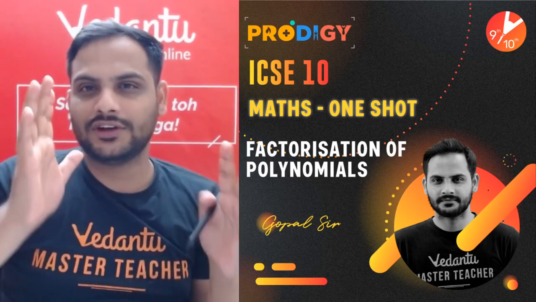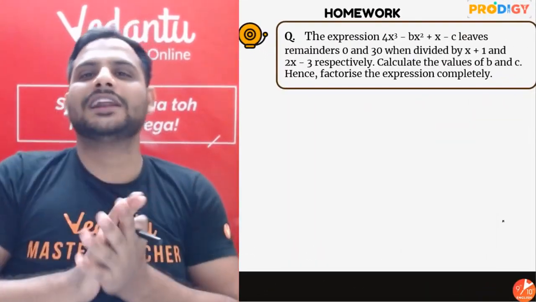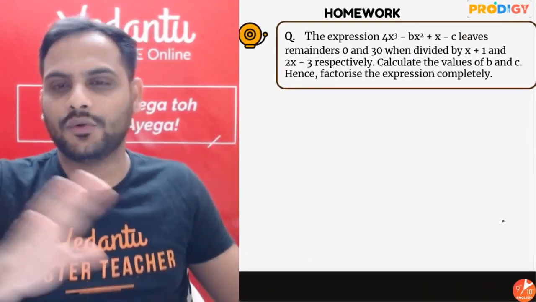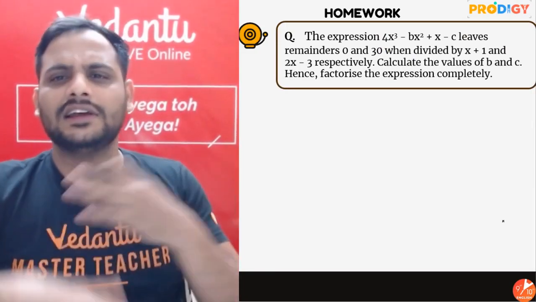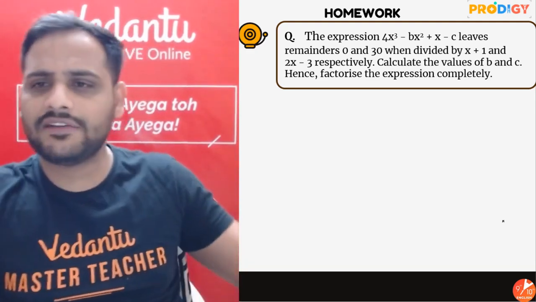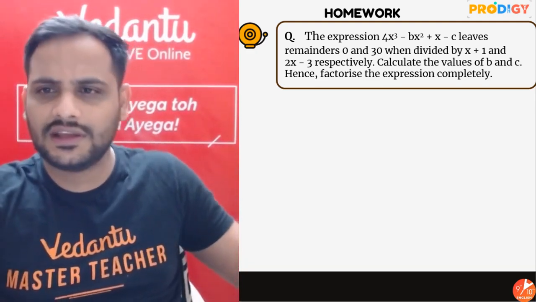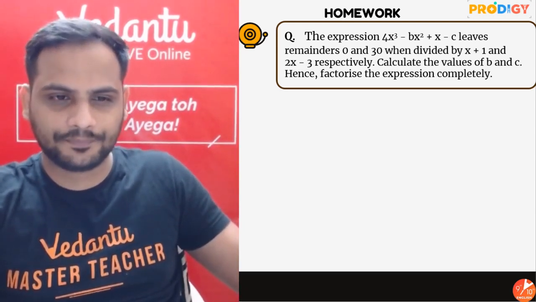Alright beta, so let us start the class, but let's first start with the homework question. If you all remember, I gave you this as your homework question. 4x cube minus bx square plus x minus c leaves remainder 0 and 30 when divided by x plus 1 and 2x minus 3. Calculate the value of b and c and hence factorize the expression completely.